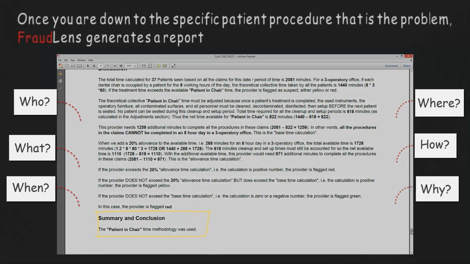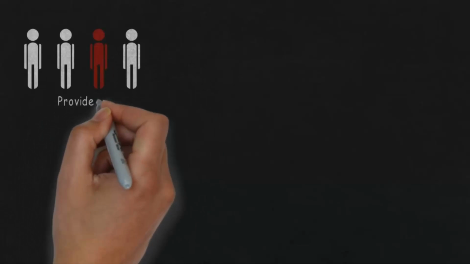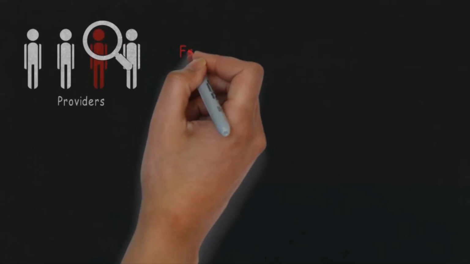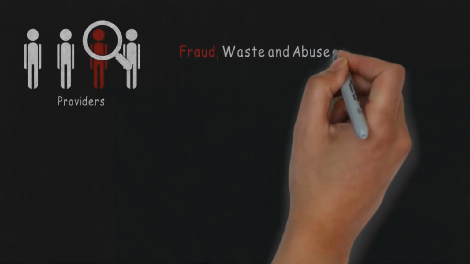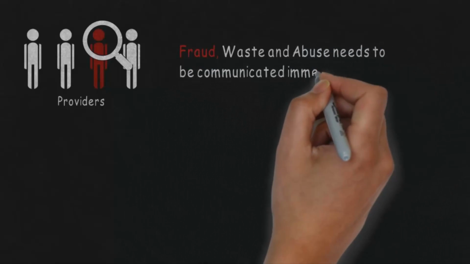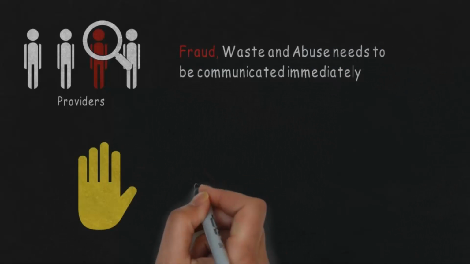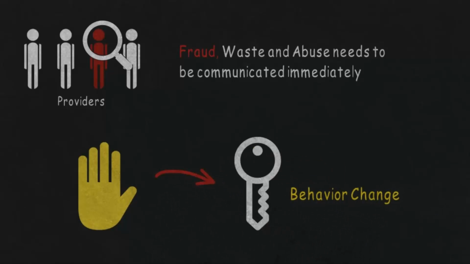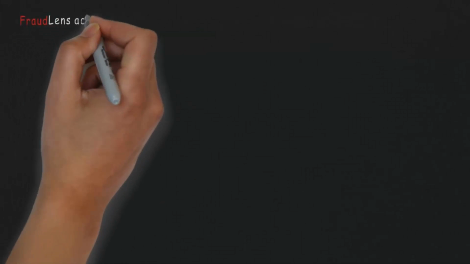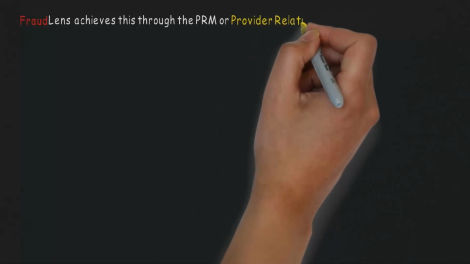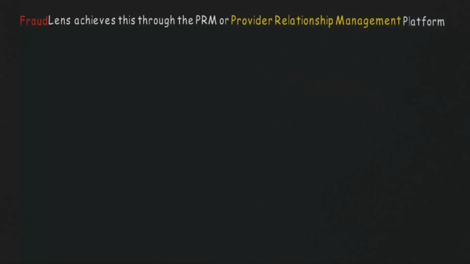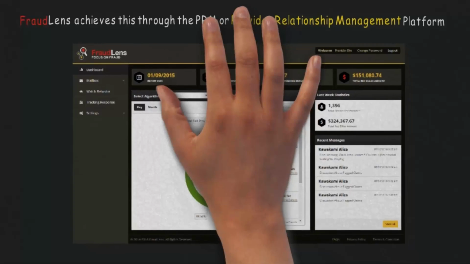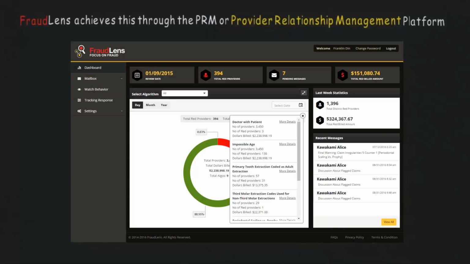Now that we have flagged all the providers who have submitted problematic claims, the fraud, waste and abuse needs to be communicated immediately as part of an overall plan to effect a behavior change by the flagged provider. This is the prevent part of the detect and prevent. FraudLens achieves this through PRM or Provider Relationship Management Platform. PRM gives a central location to manage the delivery of FraudLens results to the provider.